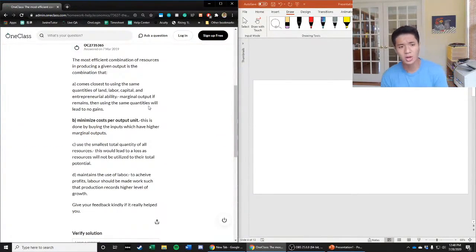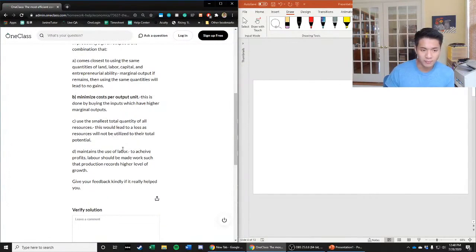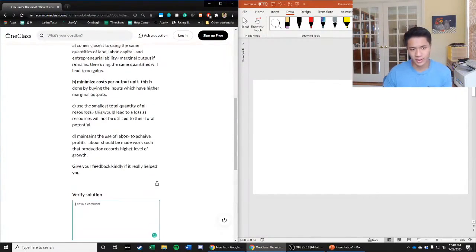And the previous tutor also said B, and they said this is done by hiring inputs which have higher marginal outputs. And yeah, it was a good answer choice here for sure.